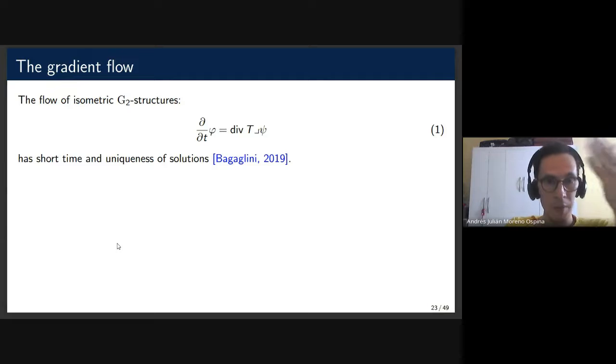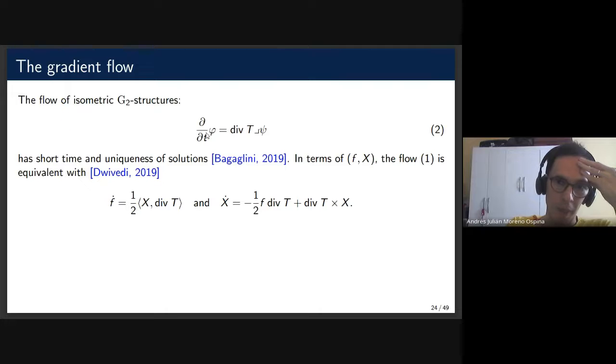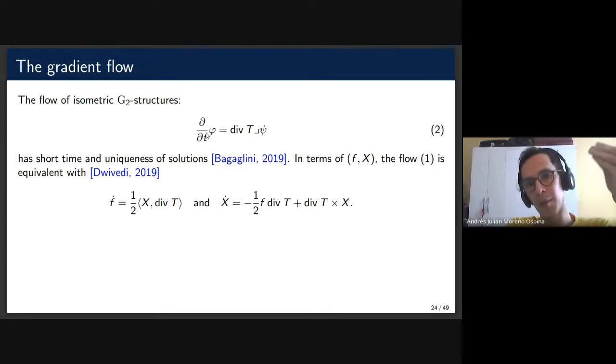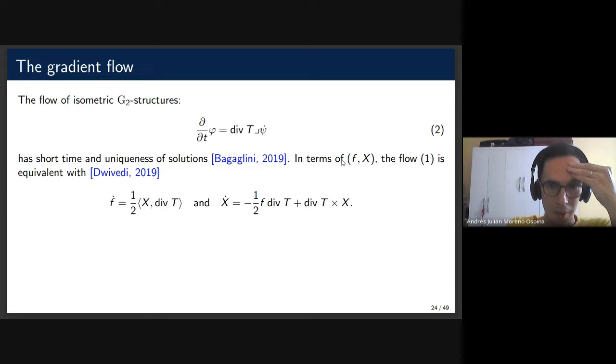Okay, so now we consider the induced gradient flow for the energy functional. That flow has short time existence and uniqueness for the solution, because essentially it's a parabolic flow. But something important is that in fact you can describe your flow in terms of the pair given by the function and the vector field, and the gradient flow is translated with this system of PDE in terms of f and x.